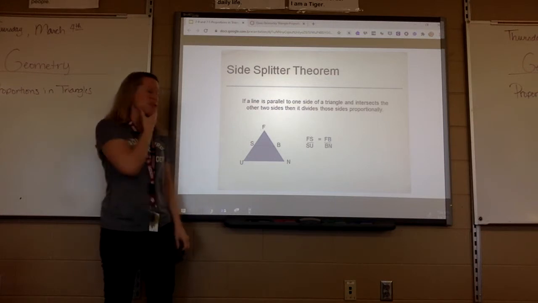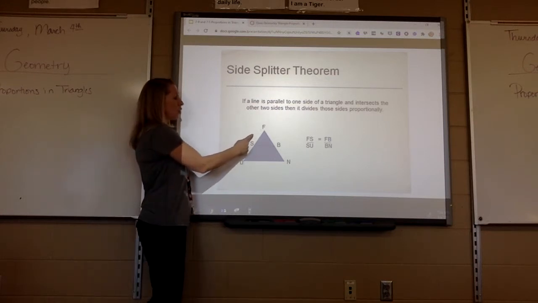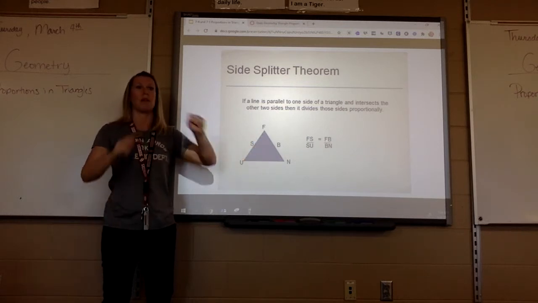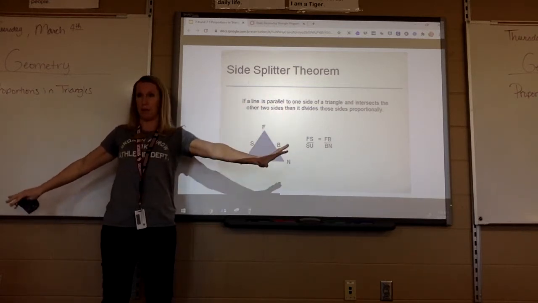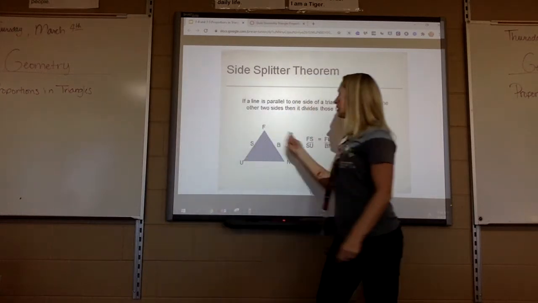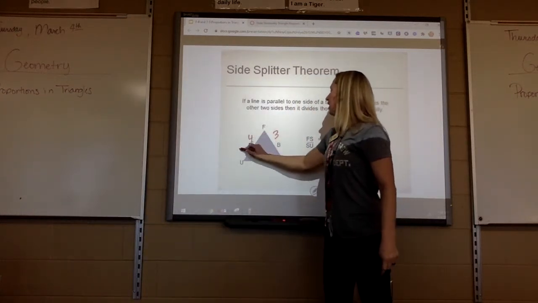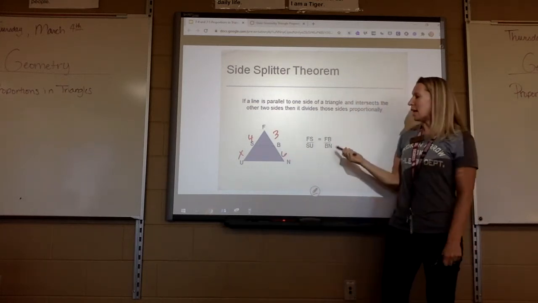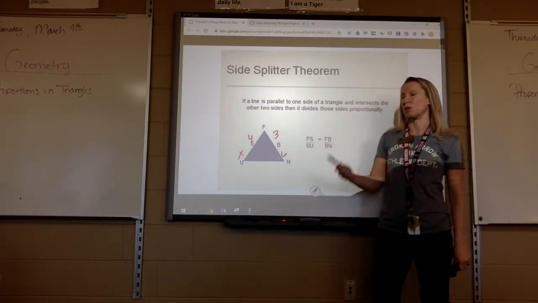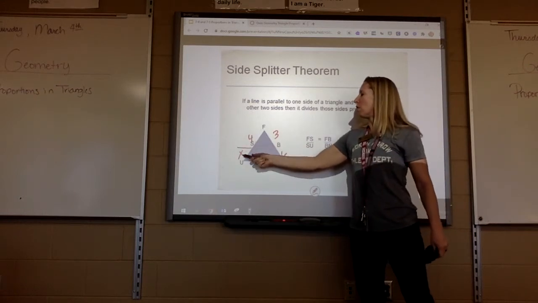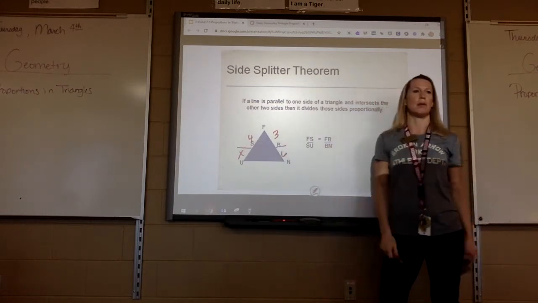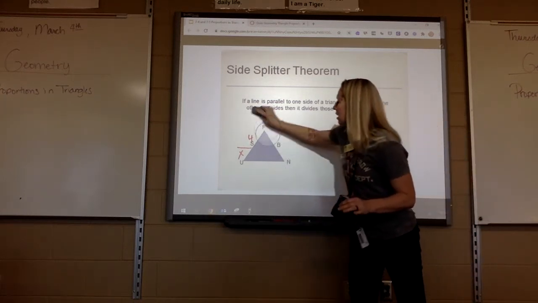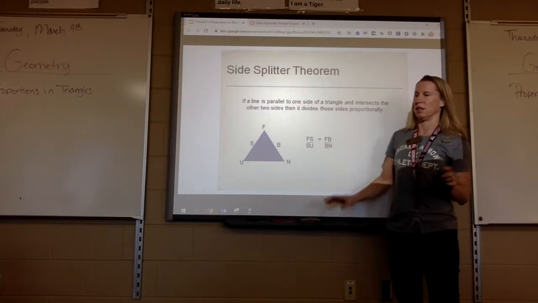So a side splitter theorem just means that there's only going to be numbers on the sides, not on the bottom of the triangle. If the numbers are on the bottom, you still have to redraw the triangles separate from each other. But if there are numbers on the side, like 4, 3, x, 6, it's a side splitter theorem where you can just do a proportion, 4 over x, 3 over 6, cross multiply and solve. It's a lot easier to see, I feel like. So that's the side splitter theorem.